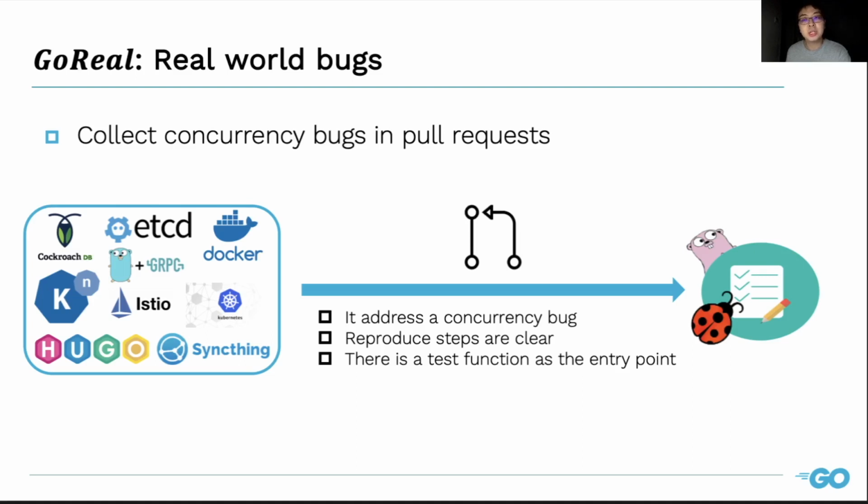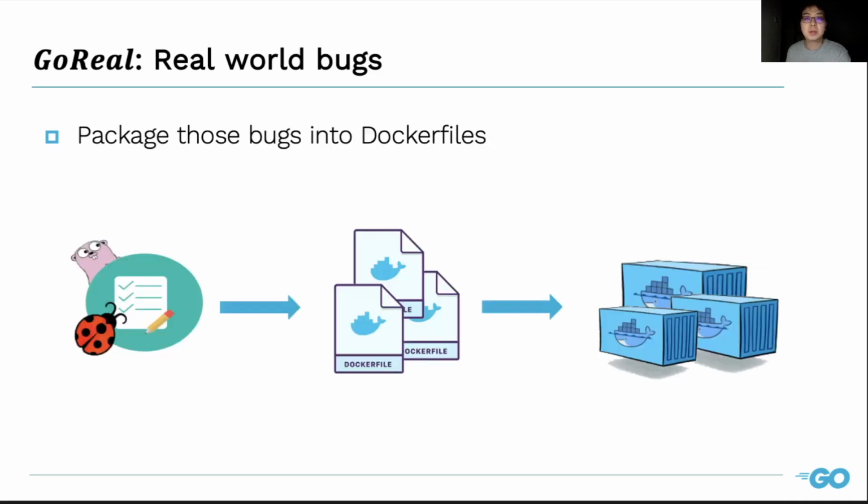Firstly, it should certainly address a concurrency bug. Secondly, the reproduction steps should be clear. Finally, there should be at least one test function as the entry point to trigger the concurrency bug, so every bug in GoBench can be managed in a unified format. As a result, we obtained all information about reproducing a bug. And then we add it to GoReal if we can reproduce the bug locally.